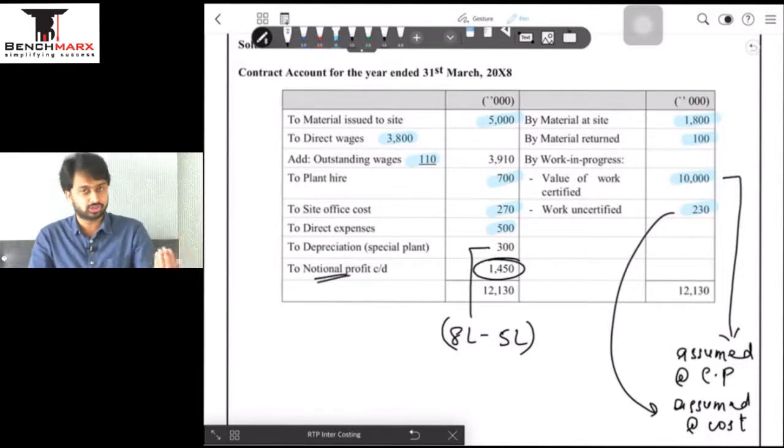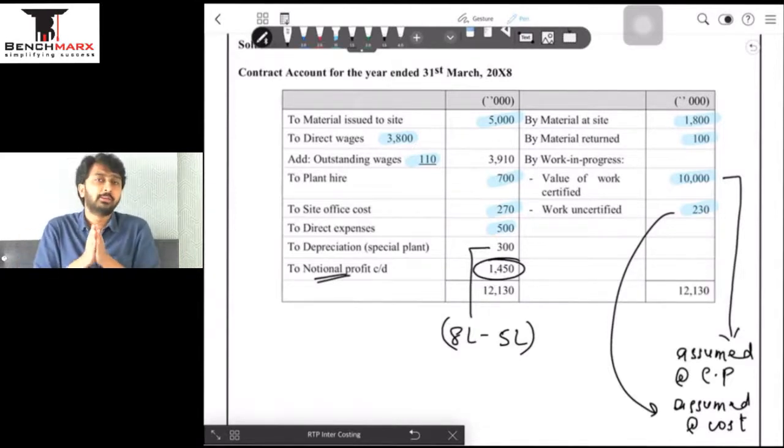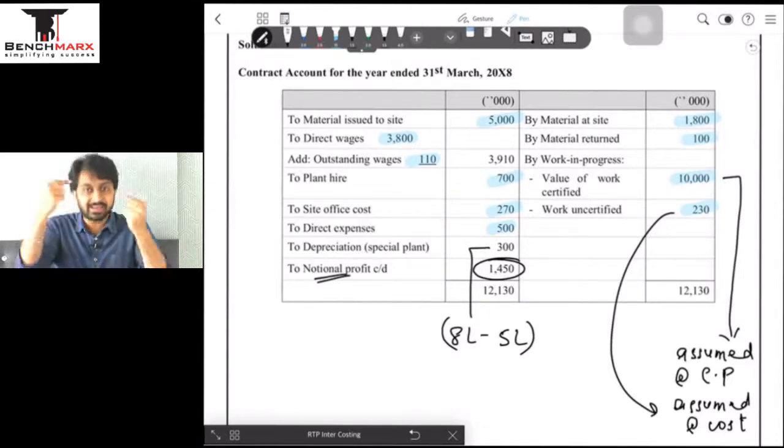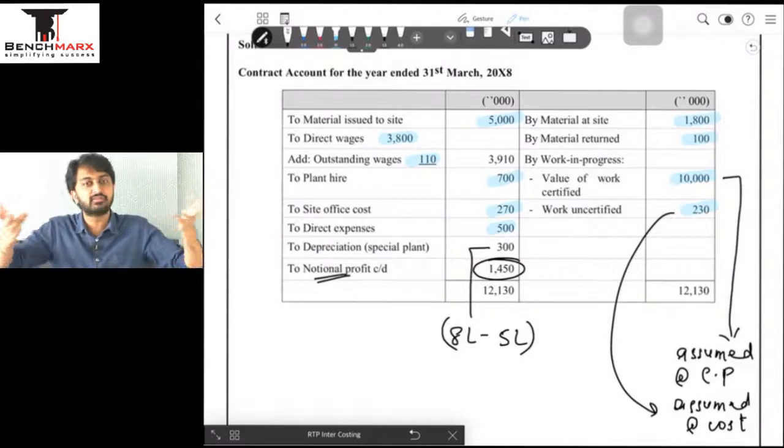Now in the old course, not relevant to you guys, this 1450 was actually split between that content that goes to P&L and that content that goes as a provision, but that part is not there for the new syllabus guys, and this is where the question ends.